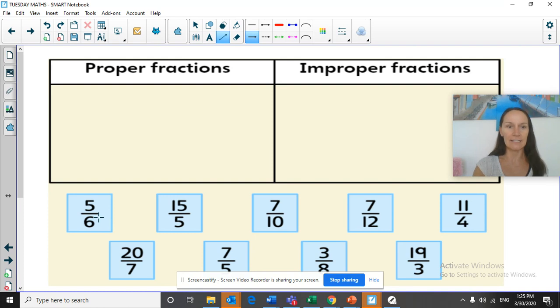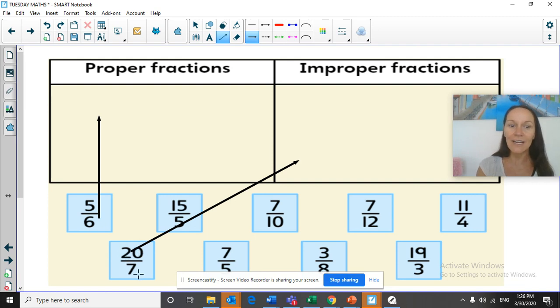So 5/6. Do you think it's a proper fraction or an improper fraction? Well, it's a proper fraction because the numerator is less than the denominator. Next one, 2/7. I think you can tell that that is an improper fraction because the numerator is greater than the denominator.